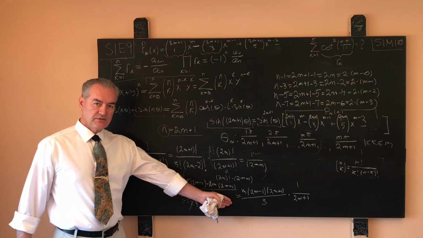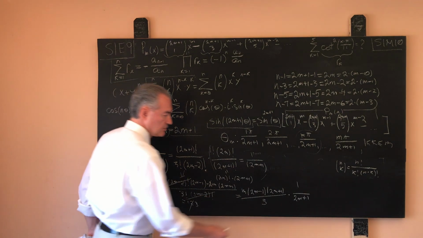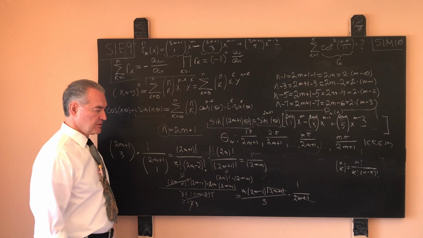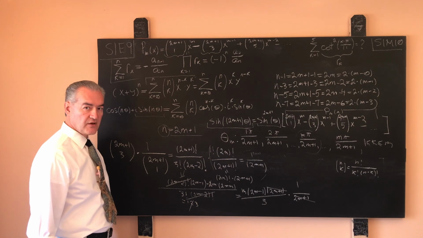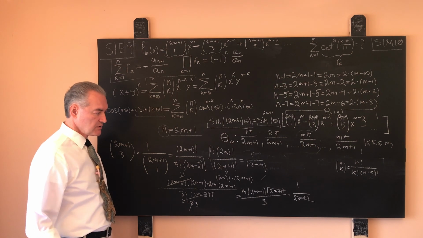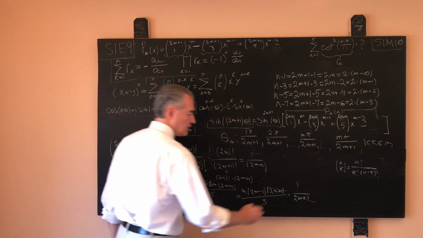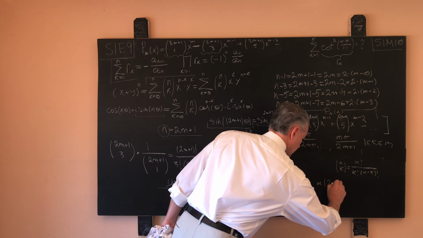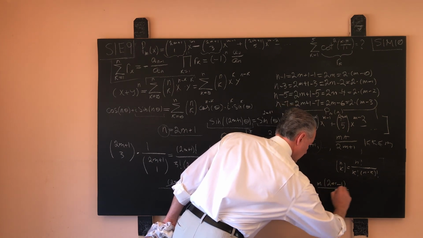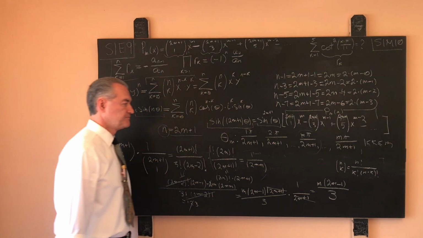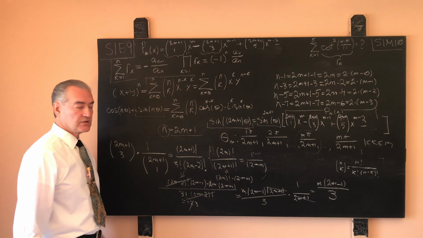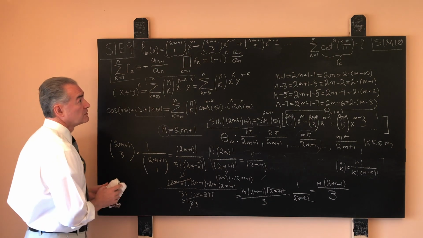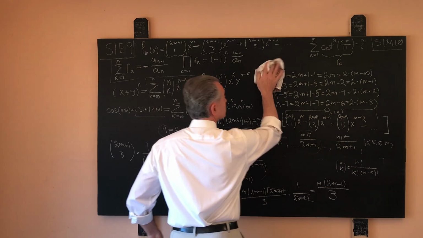What do we see in the result? In the result, we see that 2m plus 1 and 2m plus 1 cancel each other out. And what do we have at the end of all this seemingly laborious manipulation? We have m times 2m minus 1 over 3. Consequently, let us write down the answer. Let me erase this.